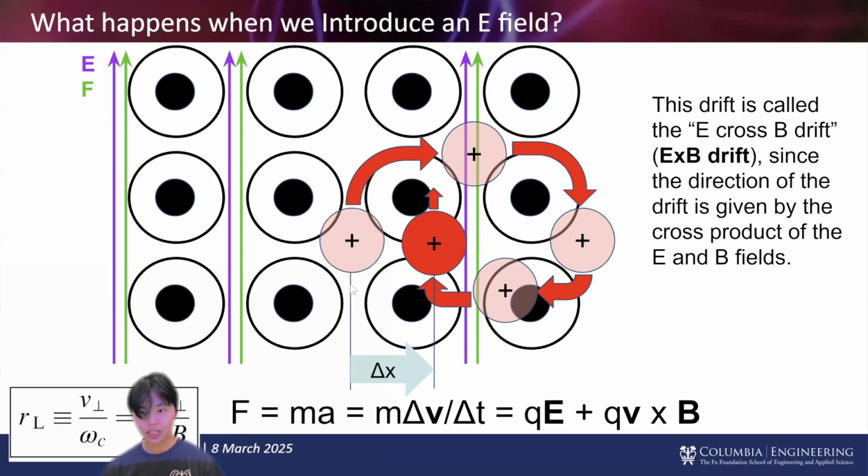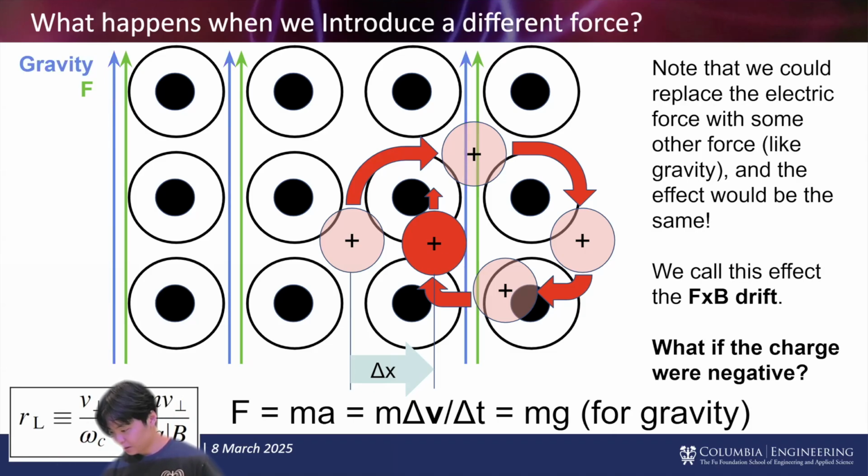So this drift is called the E cross B drift. The direction of the drift is given by the cross product of the E and B fields. It's going in the E cross B direction. Something familiar is the right-hand rule, so you can check this really quickly. My E field is up, my B field is out of the page, and for a positive charge my thumb would be pointing in, it's mirrored here, for you guys, this direction. Sorry, it's mirrored. So you can see it's very easy to check.